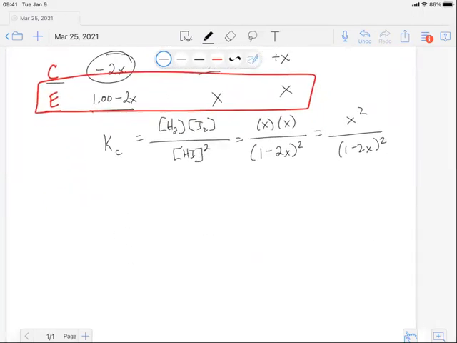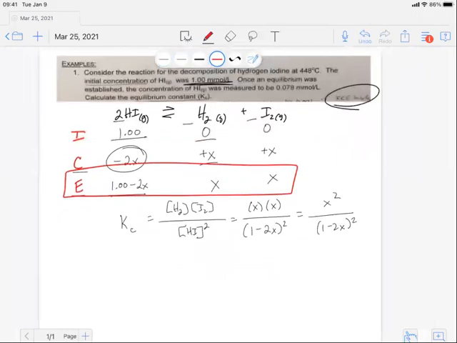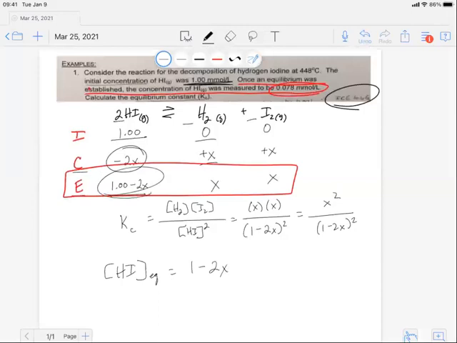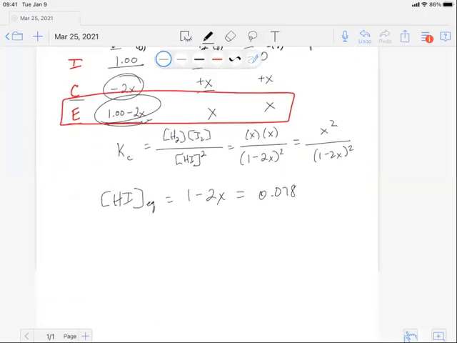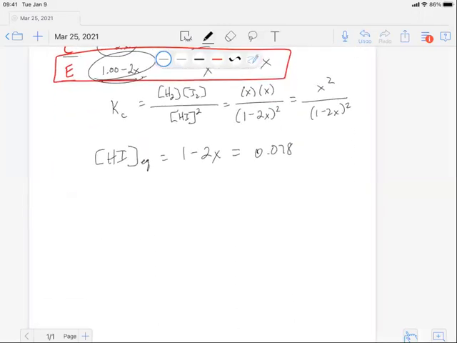So then you might think, okay, how does that help? Well, we go back up to the question. Once an equilibrium was established, the concentration of HI was measured to be 0.078. So the concentration of HI at equilibrium is equal to 1 minus 2x, right? So we've established it here. But now we can put a number on that, 0.078, according to our question. So now it's a matter of doing your algebra. So that's 1 minus 0.078 is equal to 2x. This is 0.922 equals 2x. x is equal to 0.461.